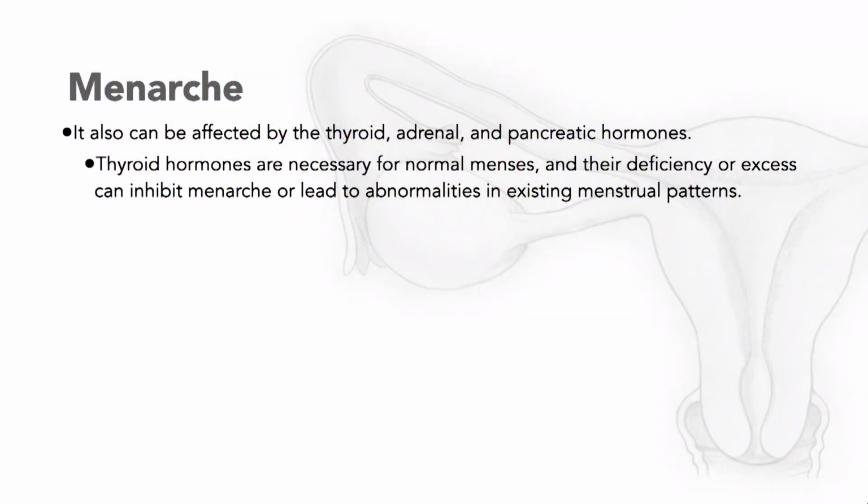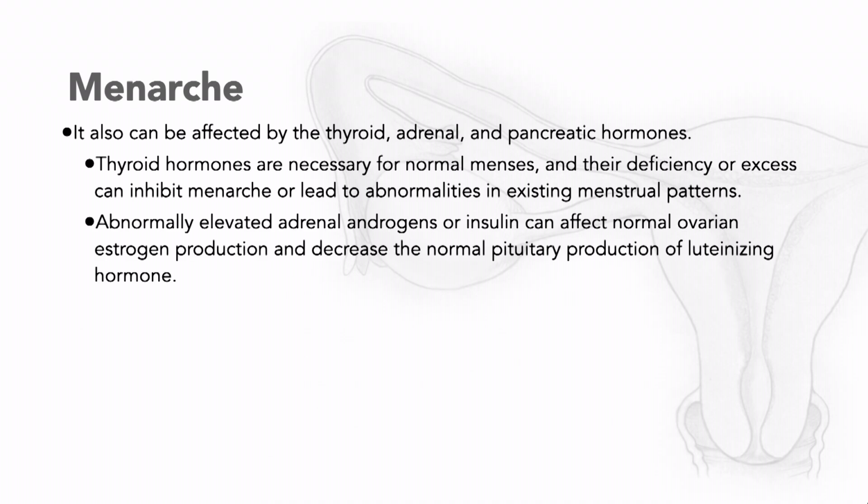So menarche also can be affected by the thyroid gland, okay, which is the one that dictates our metabolism, the adrenals, and the pancreatic hormone. So the thyroid hormones are necessary for normal menses. If they don't have thyroid hormone, you would have irregular menses. And a deficiency or excess of the thyroid hormone can inhibit or lead to abnormalities in existing menstrual patterns. So the thyroid also dictates when menarche will come.